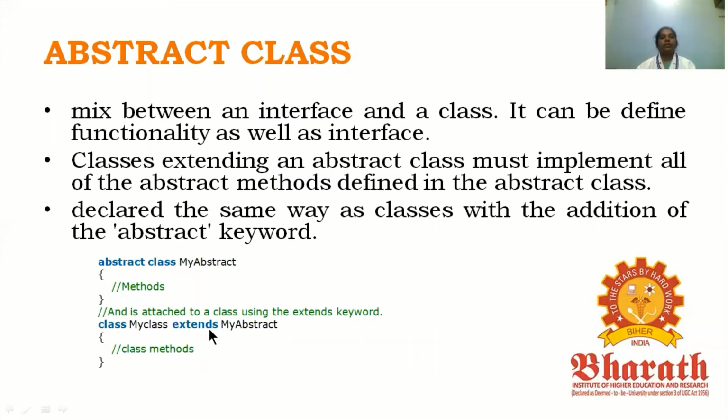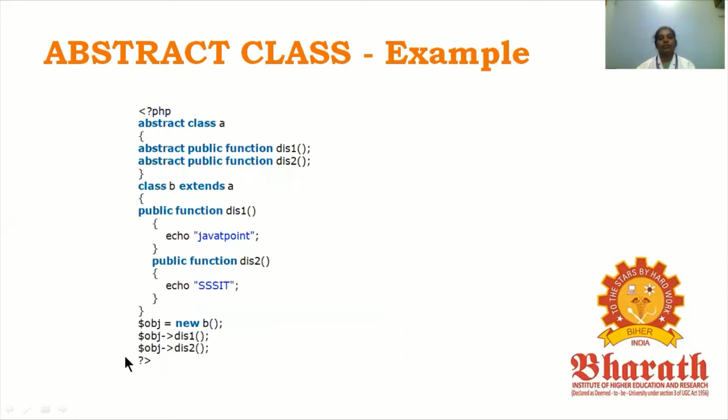Then see here the keyword. What keyword do you use for abstract? The class name is followed by the extends keyword. The extends keyword is used for an abstract class, followed by the name of the abstract class. Inside here, add all the class methods.